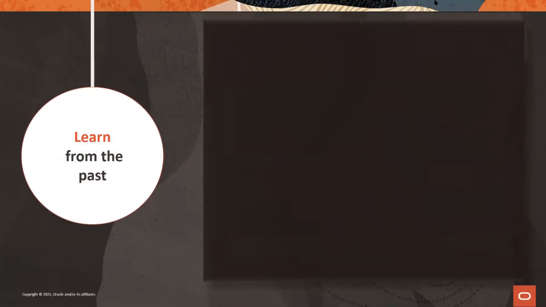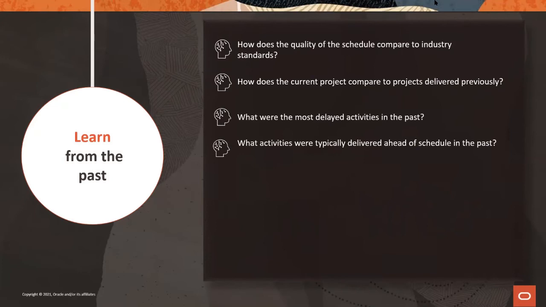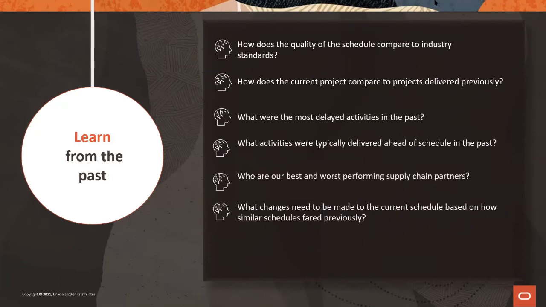A lot of customers and a lot of contractors and owners have a lot of data. Do you learn from the past data? Do you ask questions like this? Is the quality of schedule comparable to industry standards? How does your current project schedule compare to what was done previously on your good projects, on your not so good projects? What were the most delayed activities and which activities were delivered ahead of time? And who are your best and worst performing supply chain partners?